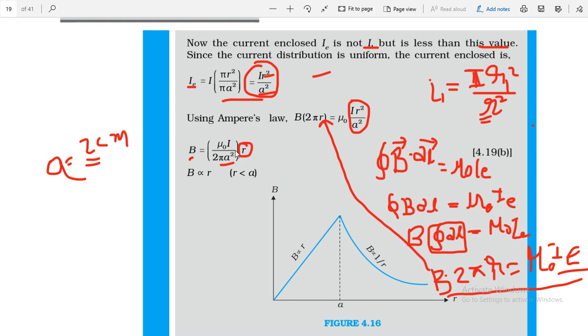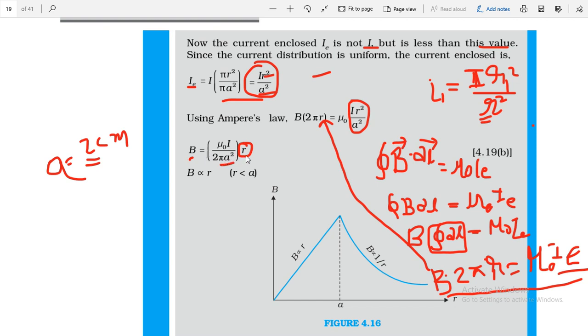So the value of r is variable and it is less than 2 centimeter. I am giving one example only because a wire can have different radius. But suppose a wire has radius 2 centimeter, so the value of r is either less than 2 centimeter or it can be 2. If it is equal to a, you will get the formula B is equal to mu naught I upon 2 pi a.